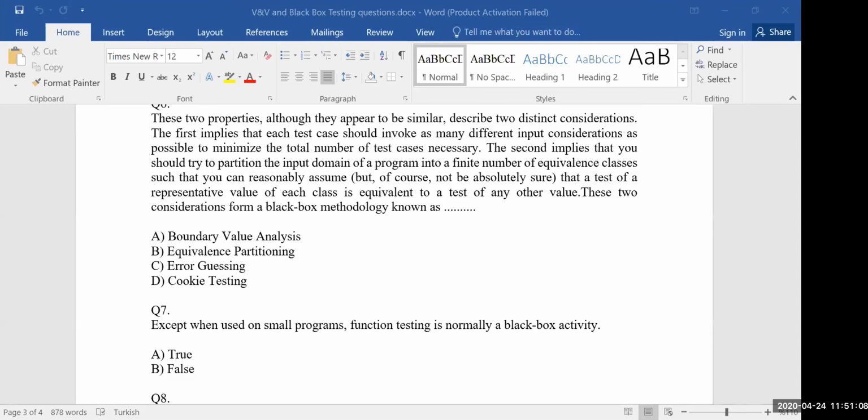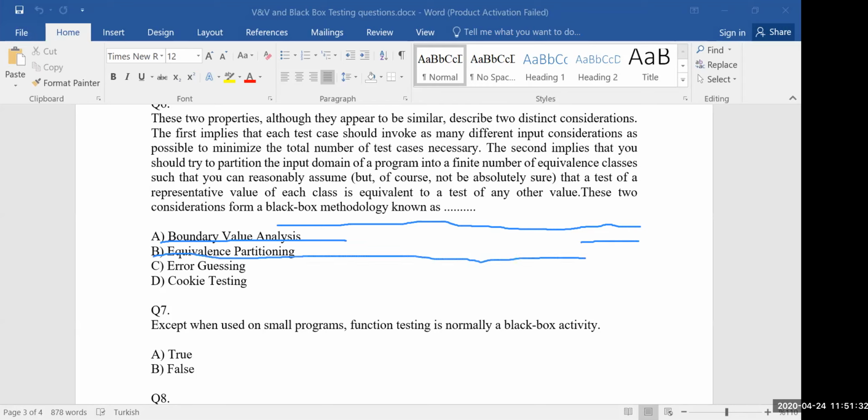The second implies that you should try to partition the input domain of a program into a finite number of equivalence classes such that you can reasonably assume that a test of a representative value of each class is equivalent to a test of any other value. These two considerations form black box methodology known as equivalence partitioning. This is from your slides.